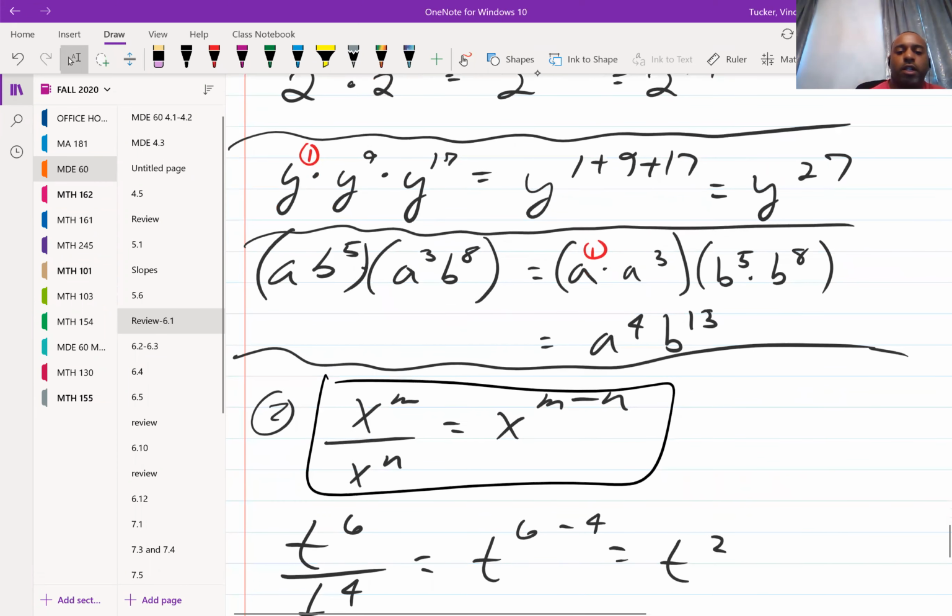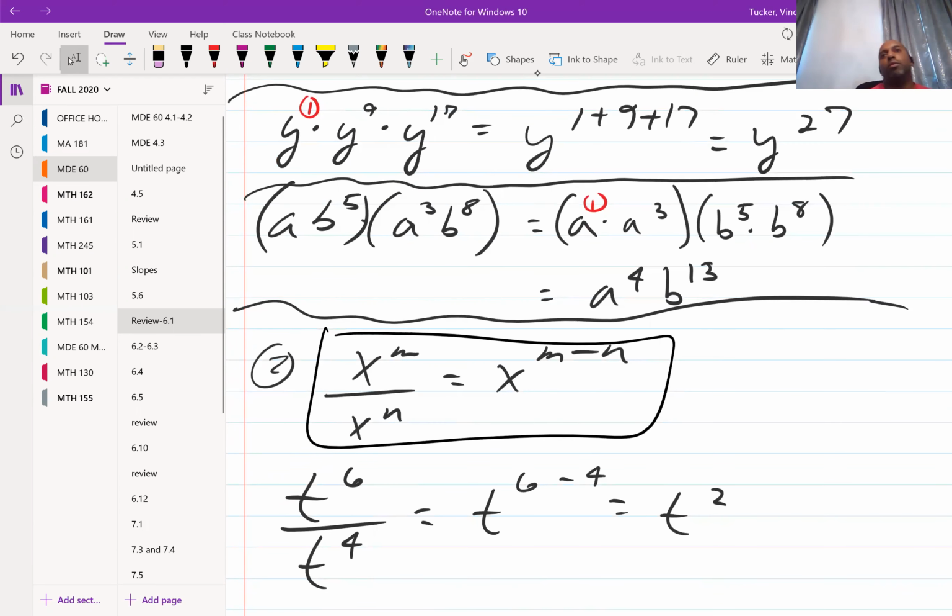All right, looking at the next rule. So before, when we were multiplying, we added our exponents. When dividing, you're going to subtract. So we have t to the 6th over t to the 4th. That's going to be 6 minus 4, which is t squared.